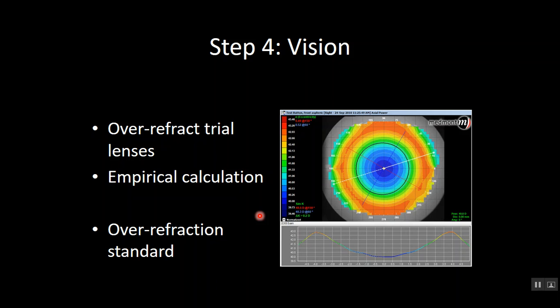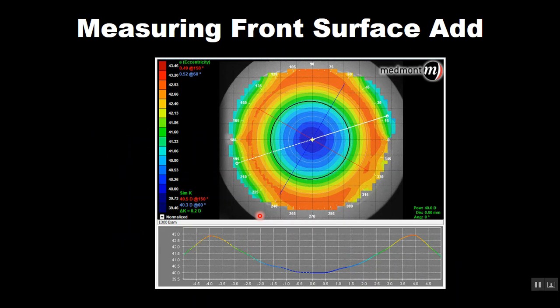So check both near and distance, and if we have inadequate distance vision, we may need to reduce the asphericity or reduce the add. If we have inadequate near vision, then we may need to increase the add. But generally, young kids have incredible accommodative powers, so we generally don't need to increase the add unless the patient isn't getting the myopia controlling benefit. Then we're going to up the add power.